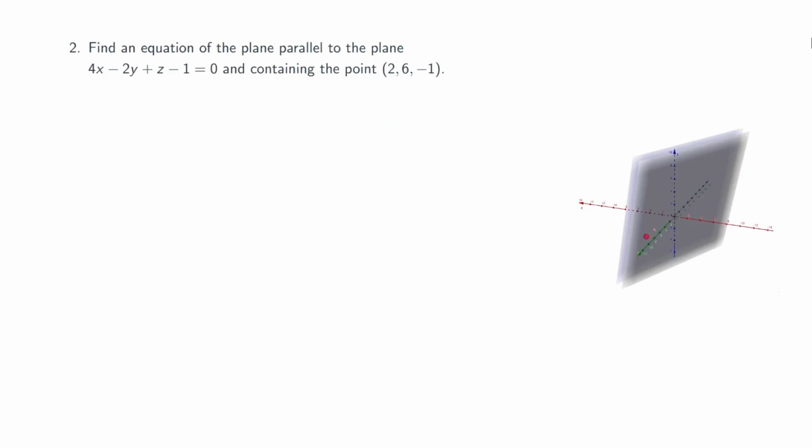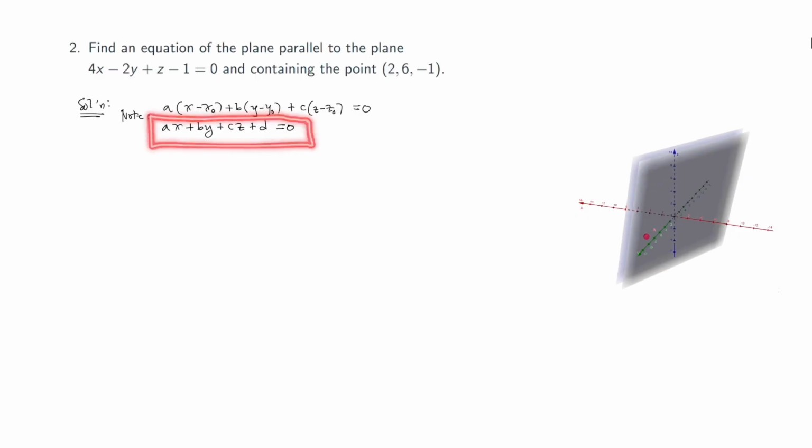To solve this problem, we first note that we can use either of these equations, this first one or this one. The first one contains a particular point (x0, y0, z0), which is any point on your given plane. The second one is actually a much simplified version. However, there is this third variable that is introduced. These two equations are equivalent. You can obtain this second equation by simplifying the first one and letting d be the existing constant.